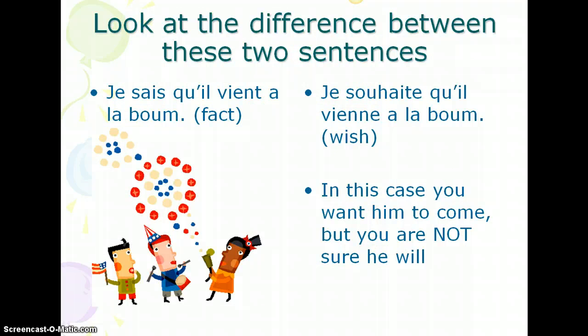Look at the difference between those two sentences. The first sentence, Je sais qu'il vient à la boum, states a fact. He's coming to your party. The second one, Je souhaite qu'il vienne à la boum, is a wish. You wish him to. You want him to come, but you're not sure that he actually will.